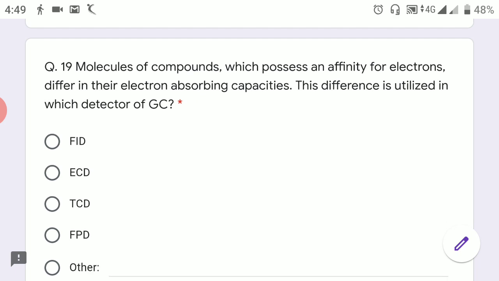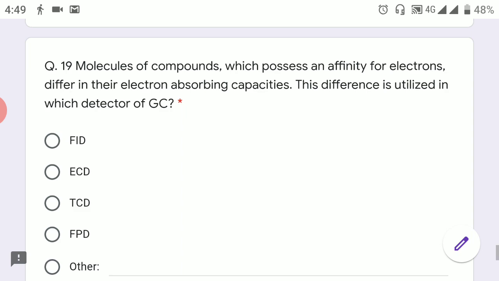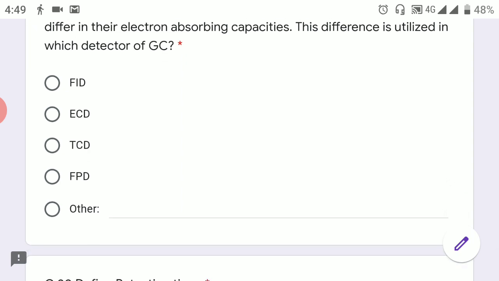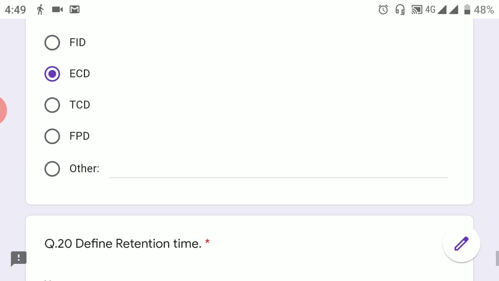Now the 19th question: molecules of compounds which possess an affinity for electrons differ in their electron absorbing capacities. This difference is utilized in detectors. As we're talking about electrons here, naturally the answer is electron capture detector.